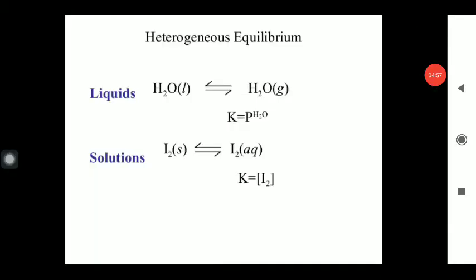Few more examples of heterogeneous equilibria. This water is given in liquid form and this water is given in the gaseous form. This solution is given as I2 in solid form and this I2 in the form of liquid is present. So these are two examples of heterogeneous equilibria.